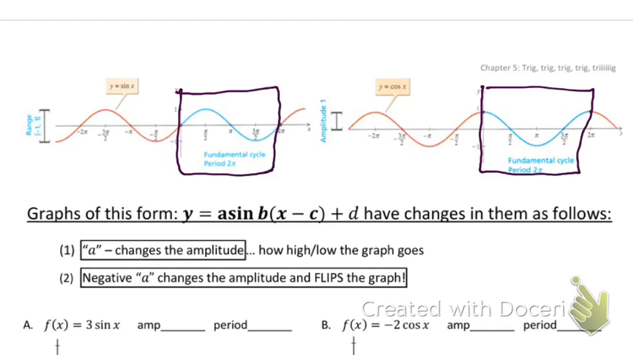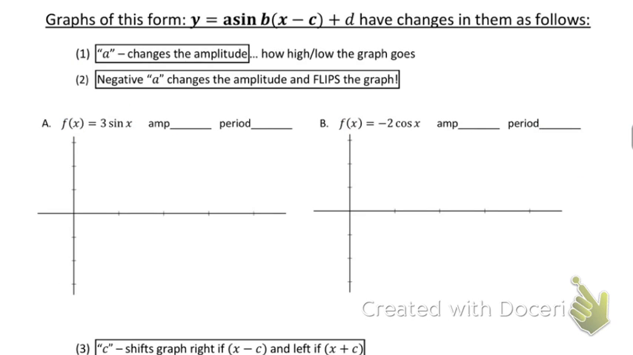All right, let's talk about some transformations of our graphs. Graphs of this form, y equals a sine b times x minus c plus d, have changes in them as follows. Now, we're not going to go through all of them. Like I said, we have an a we can change, a b we can change, a c we can change, and a d we can change. Today we're just talking about a and c. So we're just going to focus on that a and c. Note this says sine, but cosine works just the same.